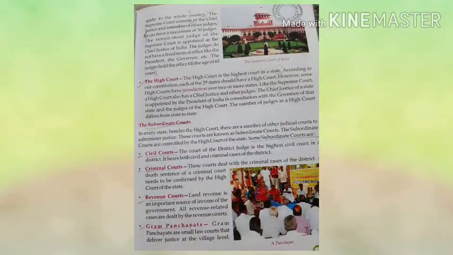The Supreme Court is the highest court of our country, which is in New Delhi. The Supreme Court consists of the Chief Justice and a number of 30 other judges. Let's talk about the High Court, which is the highest court in a state. According to our constitution, each of the 29 states should have a high court. However, some high courts have 2 or more states in them.